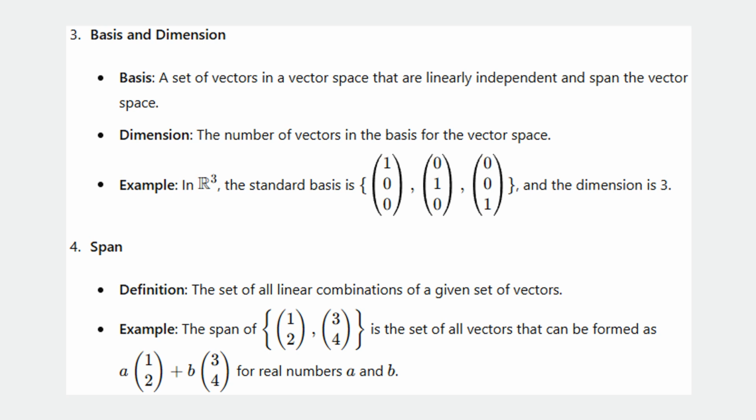Now span, the definition of that is the set of all linear combinations of a given set of vectors. So for example, the span of (1, 2) and (3, 4) is the set of all the vectors that can be formed as a times (1, 2) plus b times (3, 4) for all real numbers a and b.